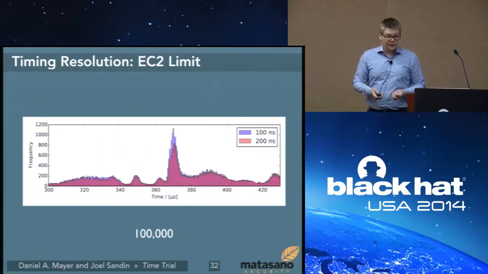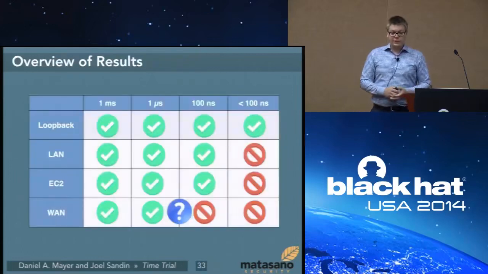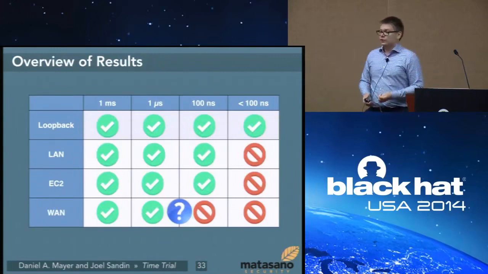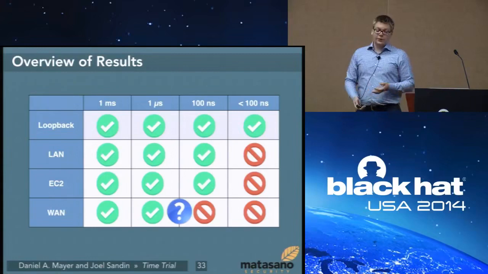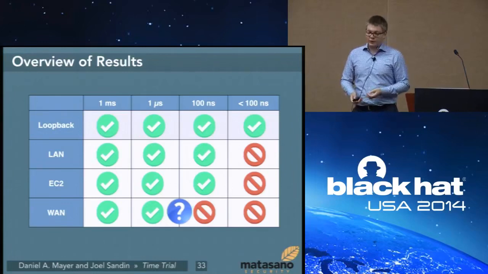But if you zoom in a bit, you can see that there is a clear difference between the blue and the red curve, and if you run the box test on this, you can actually exploit this. So the bottom line of all of this is that if you're local on the host, you can go sub 100 nanosecond really well. And LAN and EC2 behave very similar to each other. So here you can go up to 100 nanoseconds, potentially a bit better depending on your environment. On the WAN, it really depends on the particular connection you have to your target, but something between 1 microsecond and 100 nanoseconds seems reasonable, probably closer to the microsecond range.